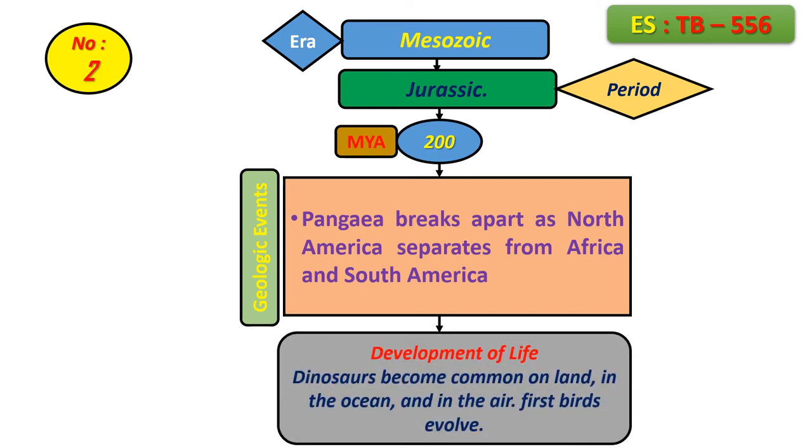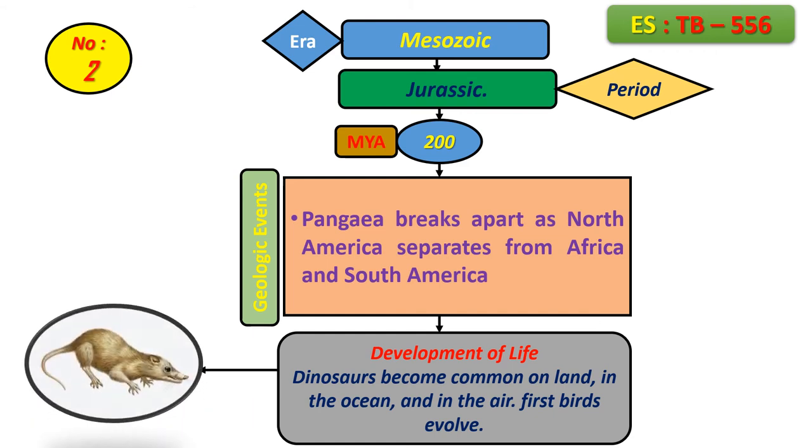Development of life. Dinosaurs become common on land, in the ocean, in the air. First birds evolve. Look at the diagram, you can see the early mammals.